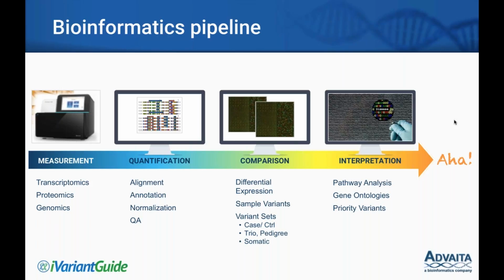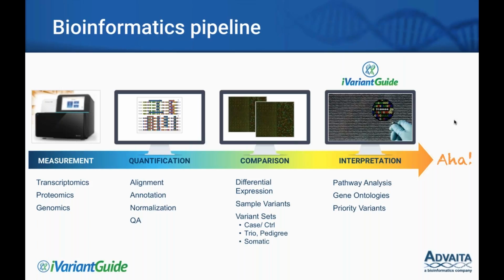The next step would be comparison, and in this case what we're talking about is calling variants. And beyond calling variants and generating a VCF, you might want to find variant sets by comparing multiple consensus sequences from different groups. I'll talk more about this as we go on.